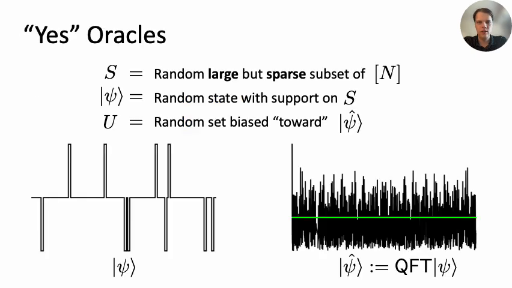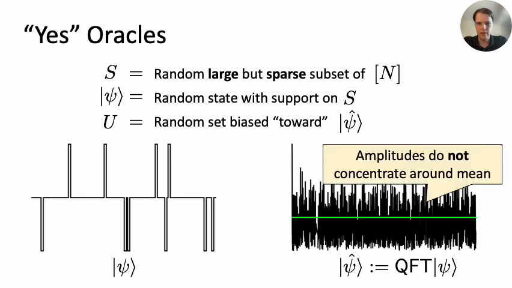All right, let's jump into our oracle. So let's start with the yes instances. Here, we imagine choosing a large, random, but sparse subset of the overall domain, which we'll call S. We'll then choose a random state psi with support on S. Psi is down here on the bottom left. And in the Fourier domain, by applying the quantum Fourier transform, we get the state psi hat, which is on the bottom right. And we notice that for psi hat, the amplitudes don't concentrate around their mean.